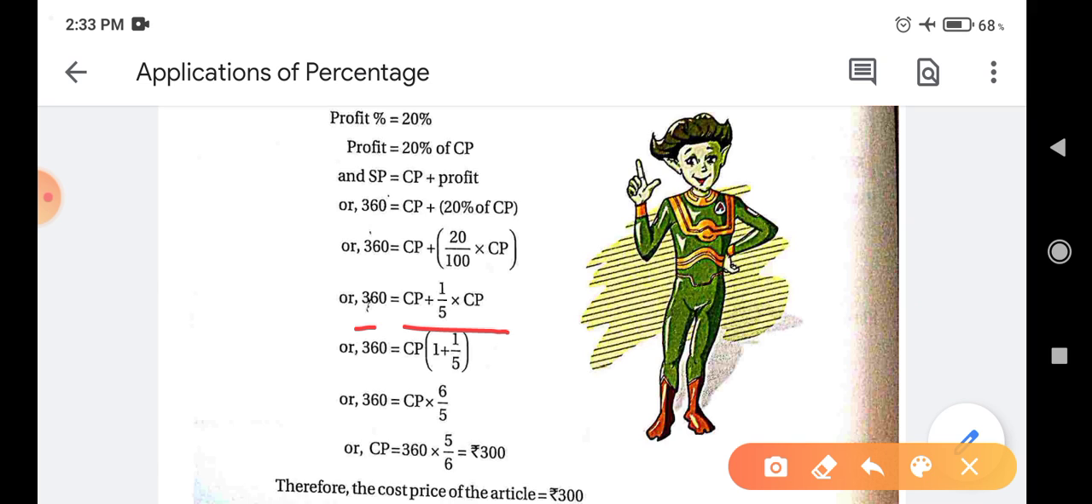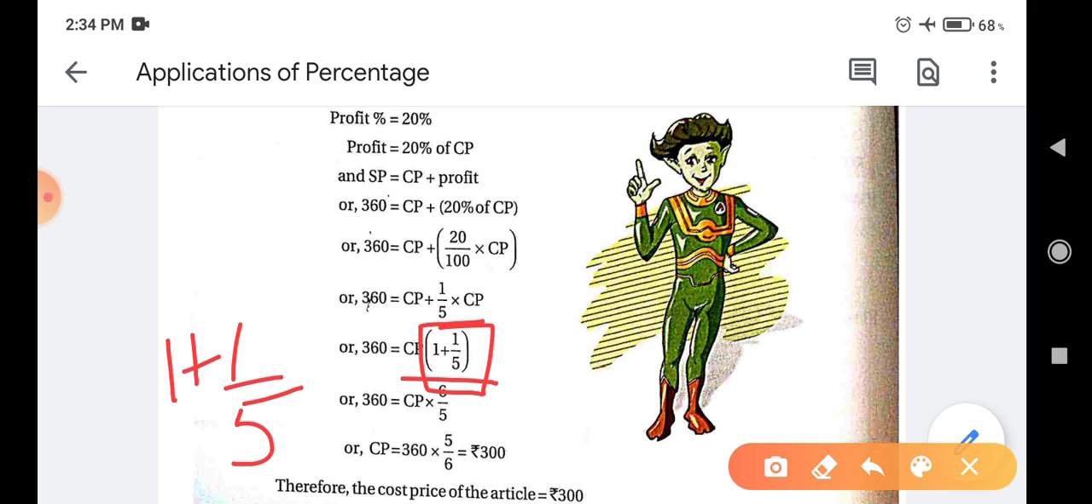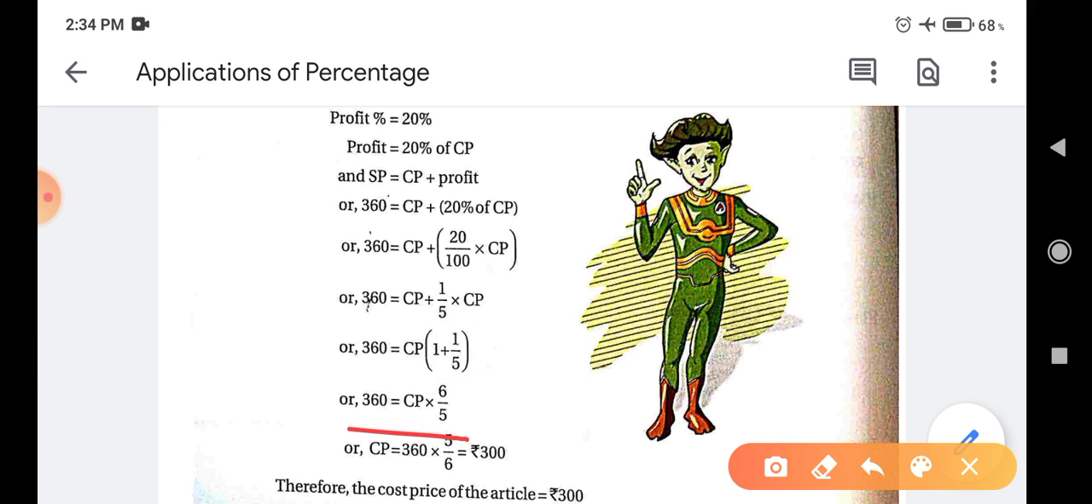Now we can take CP as common. I have taken CP as common, so 360 is equal to CP into. If I take CP as common from the first term, there will be only 1, and from the second term it will be 1 by 5. So it will be CP into (1 plus 1 by 5). Now we solve 1 plus 1 by 5, which is 6 by 5. So we get 360 is equal to CP multiplied by 6 by 5.